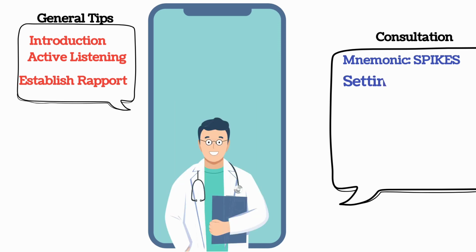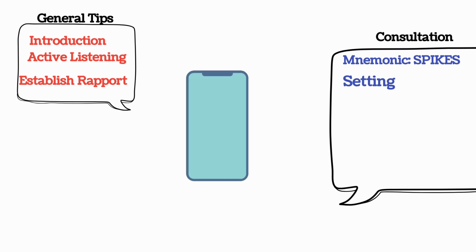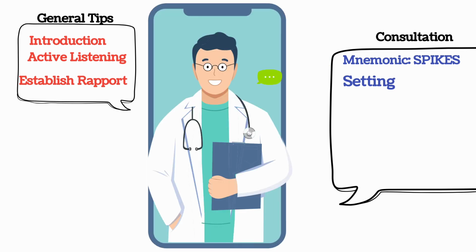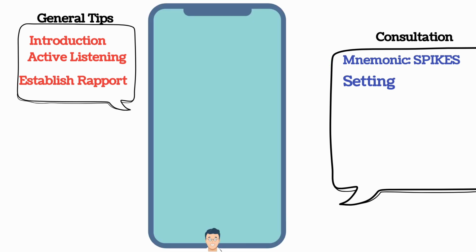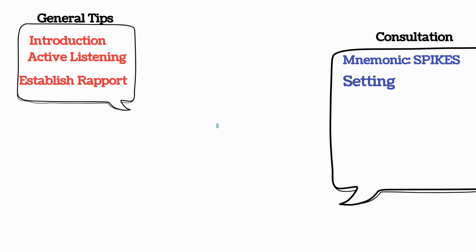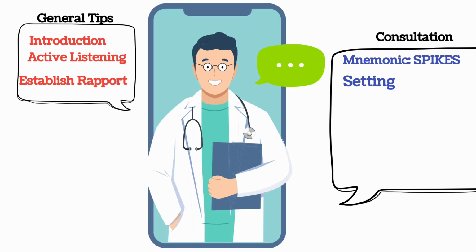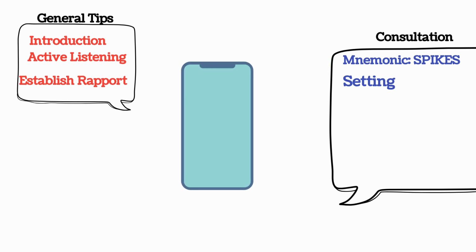S is for setting. It's important to break bad news in an appropriate setting. The discussion should occur in a comfortable, quiet, and private room, although this is not always possible. You have to make sure you have at least some privacy and that the patient and family have somewhere to sit. Bad news should never be broken standing in a corridor. As I'm sure some of you have done before, make sure you don't do that after learning this.